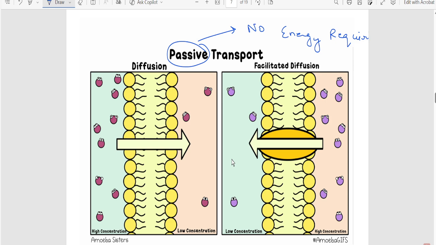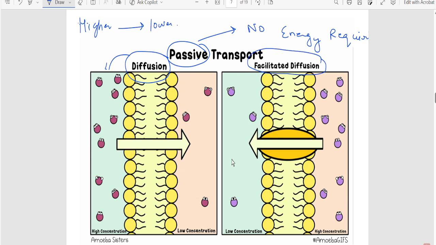Like I said, diffusion is the movement of particles from an area of higher concentration towards lower concentration. Does this require any energy? No. So diffusion is an example of passive transport. But there is one more type of transport or diffusion, which is called facilitated diffusion.